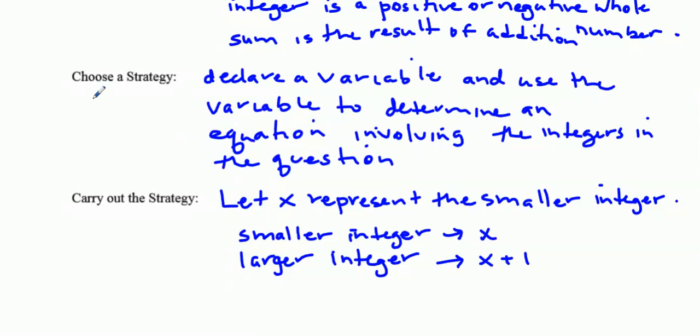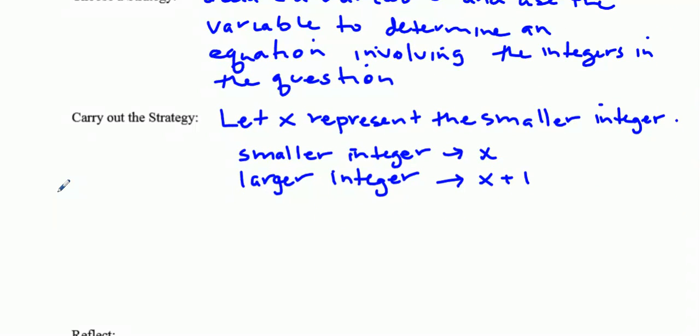Now that I have two expressions, remember these are expressions, not equations, because they don't have an equal sign, I'm going to come up with an equation that relates these two expressions. What is it about these two? This is the smaller number, this is the bigger integer. What do I know? Go back to the question. It says the sum of the two consecutive integers is 35. So I can say the smaller integer plus the larger integer is equal to 35.